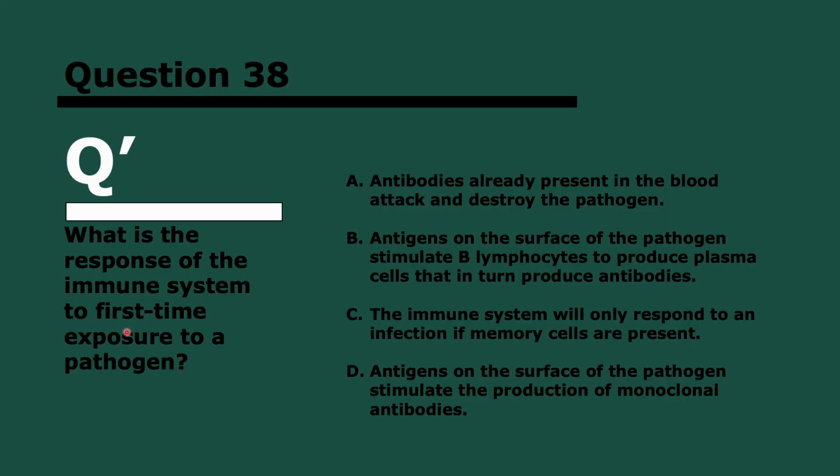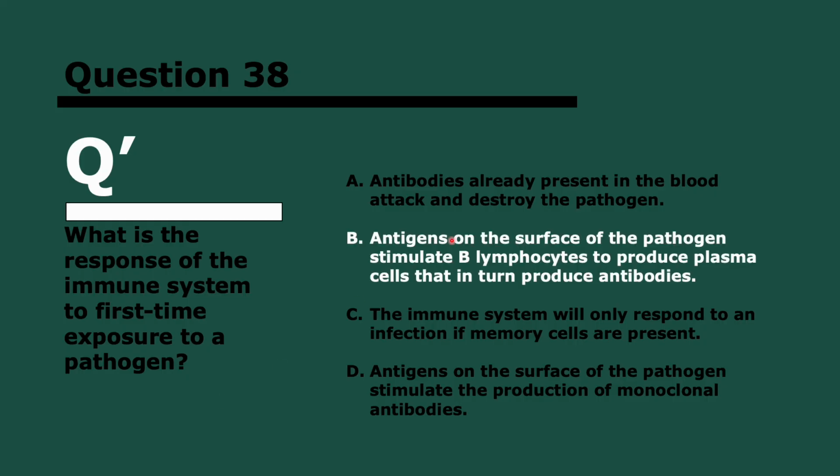Okay. Question 38. So what is the response of the immune system to first-time exposure to a pathogen? Okay. I think this one's pretty straightforward. 3, 2, and 1. So antigens on the surface of the pathogen stimulate B lymphocytes to produce plasma cells that in turn produce antibodies. Yes, that takes a long time, but that's exactly what happens in the human body. So antibodies are not present if it's the first time exposure, right? That happens only if it's the second or third time.